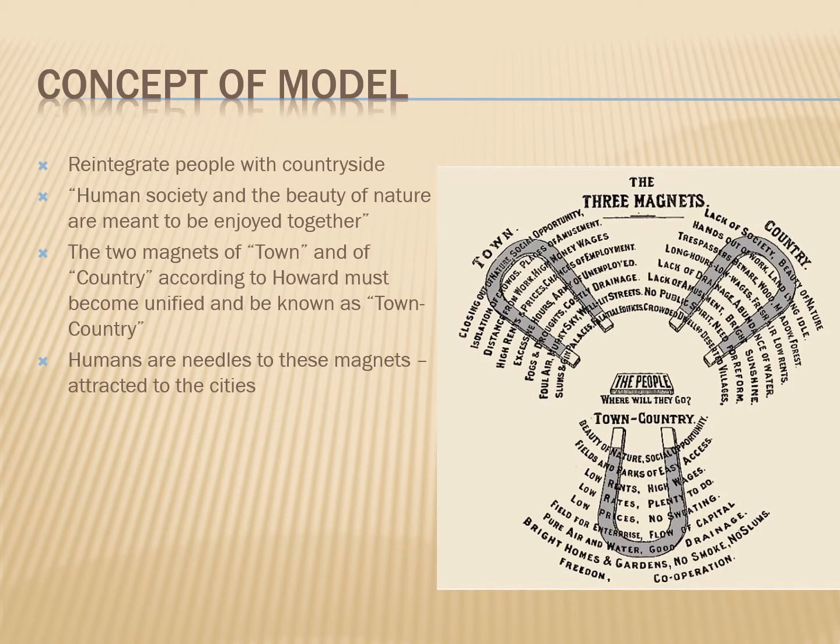Howard substantiates the need for this model by arguing that human society and the beauty of nature are meant to be enjoyed together. And how else to do this other than to reintegrate the city people with the countryside? He explains his concept using the three magnets: the magnet of town, the magnet of country, and the magnet of town-country, and how people are the needles attracted to these magnets. These magnets define the aspects which attract people to each type of lifestyle.